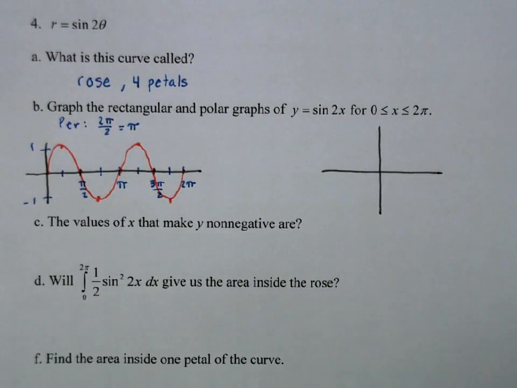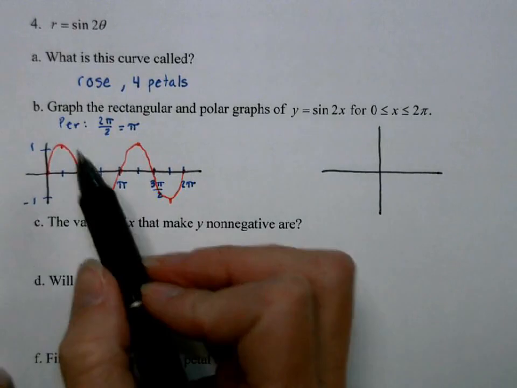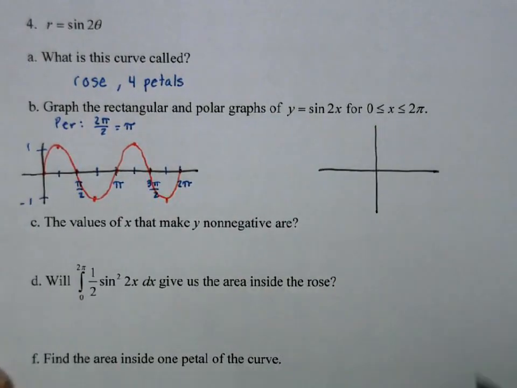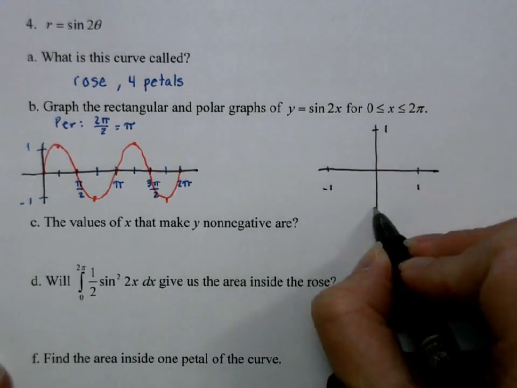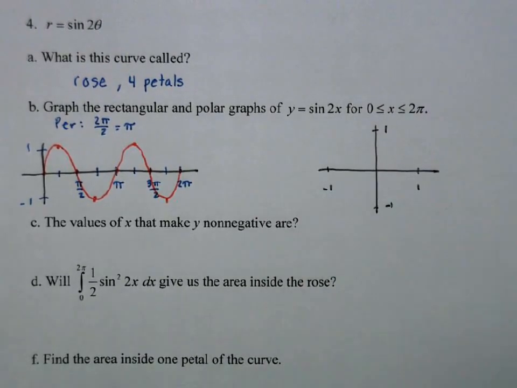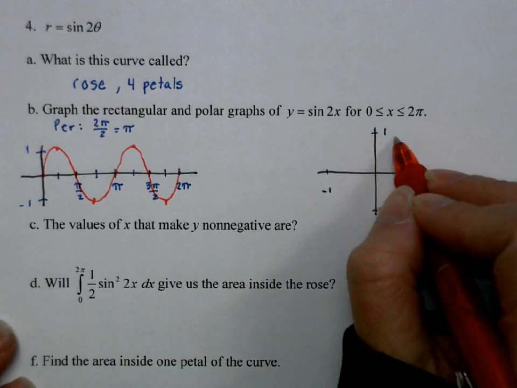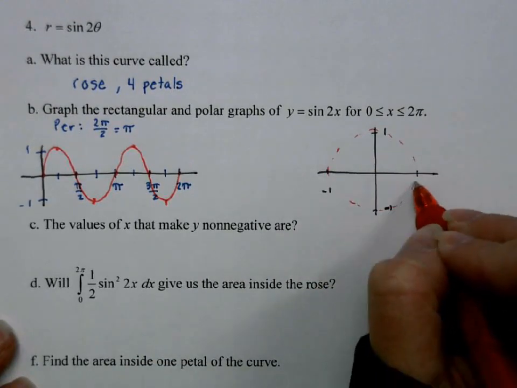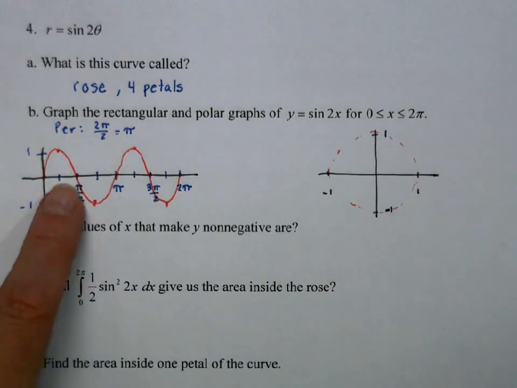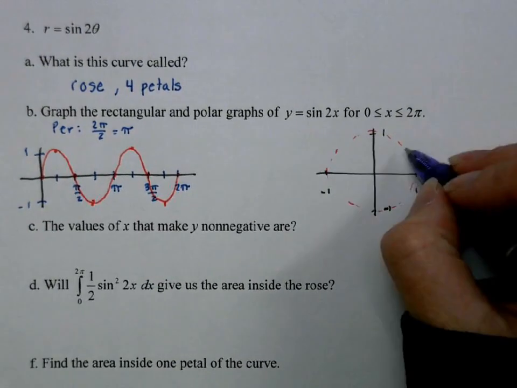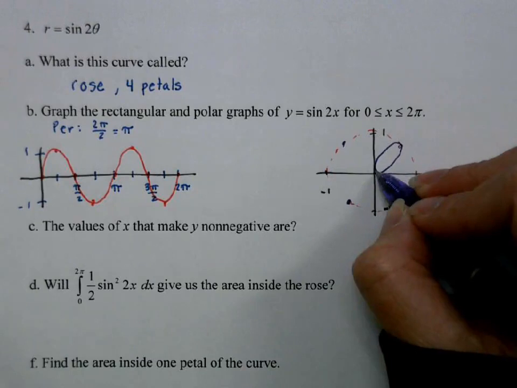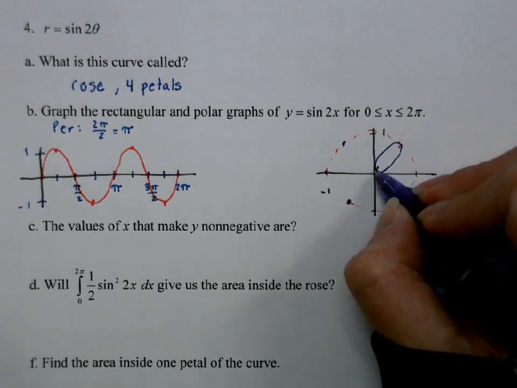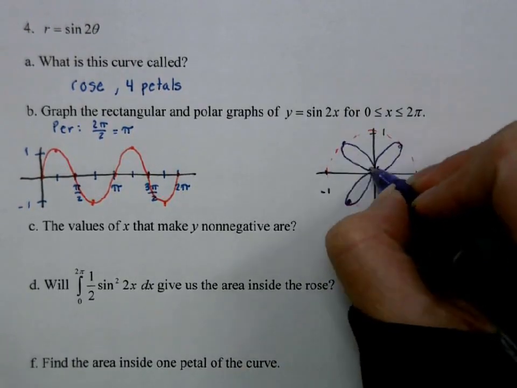Okay. Next, we want to look at the polar curve. So each of these maximums, that's going to be our petals. So I'm just going to draw myself a little circle here. And my pi over 4, 3 pi over 4, and so on, we have our petals. Not the prettiest one in the world, but there you go.